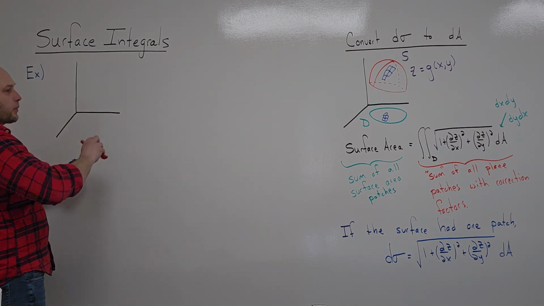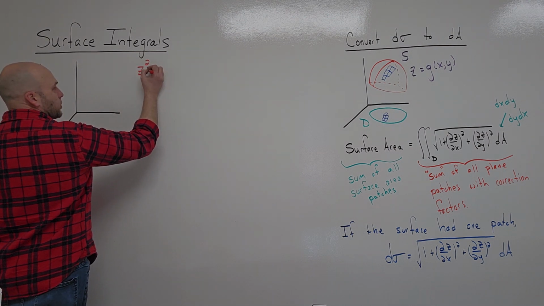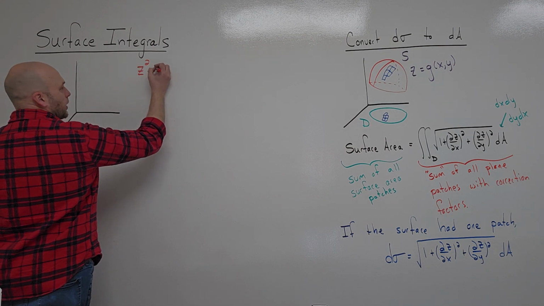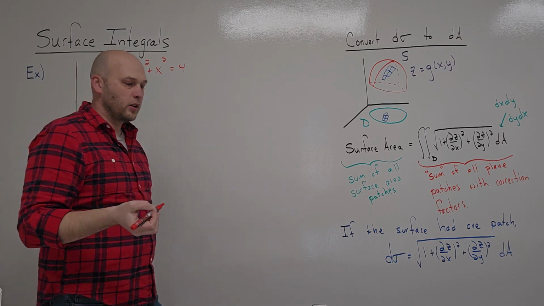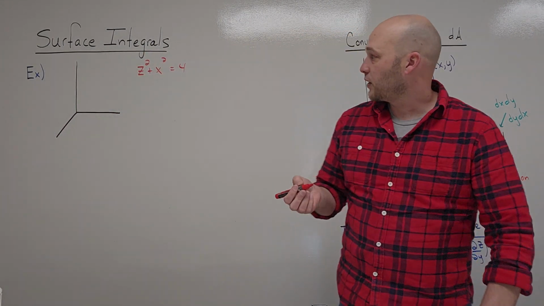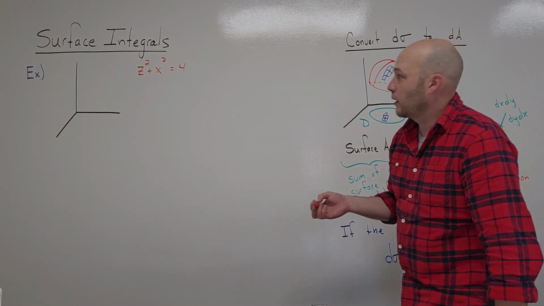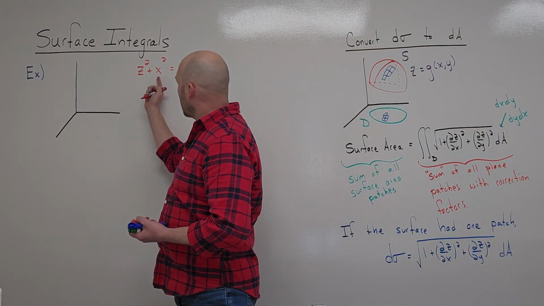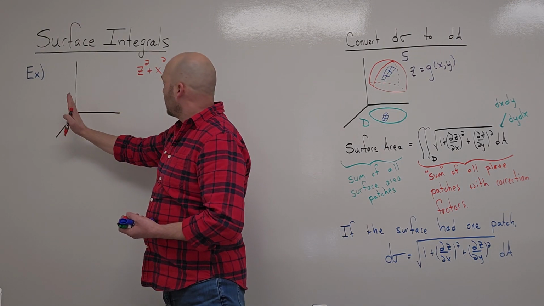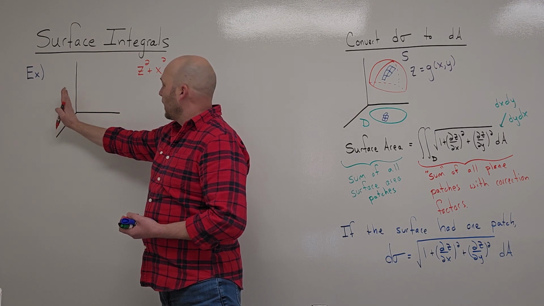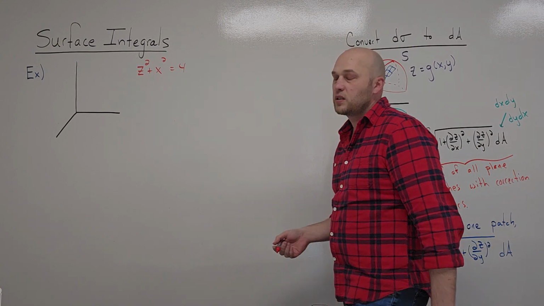So for my surface, I'm going to use the portion of z squared plus x squared equals 4, which would be the cylinder of radius 2 centered on the y-axis, right? It's independent of y, so it'd be z squared plus x squared equals 4. Think of that as a circle of radius 2 in the xz plane, and then y is independent, so it'd be that stack of circles, which again is equivalent to a cylinder.